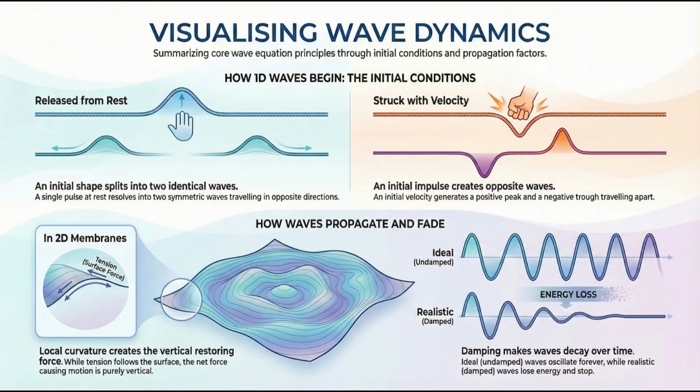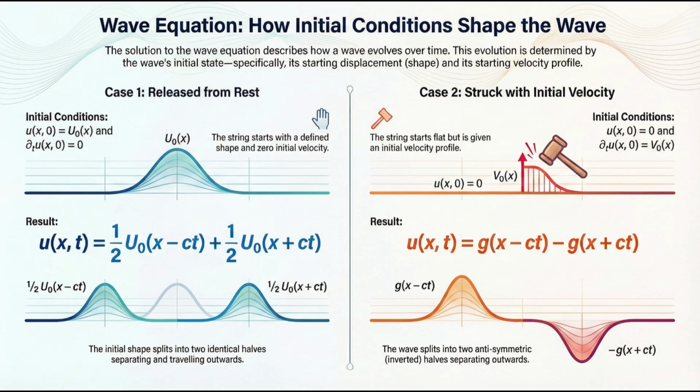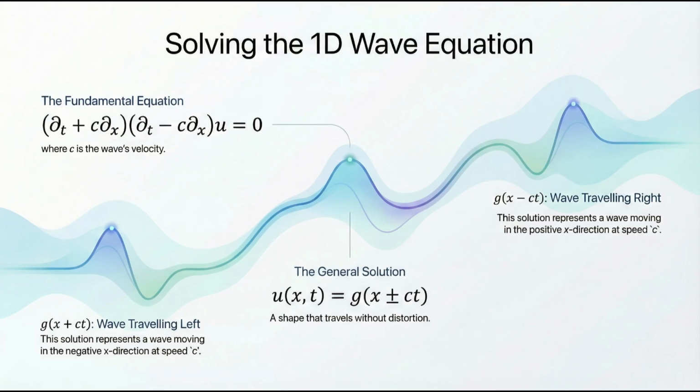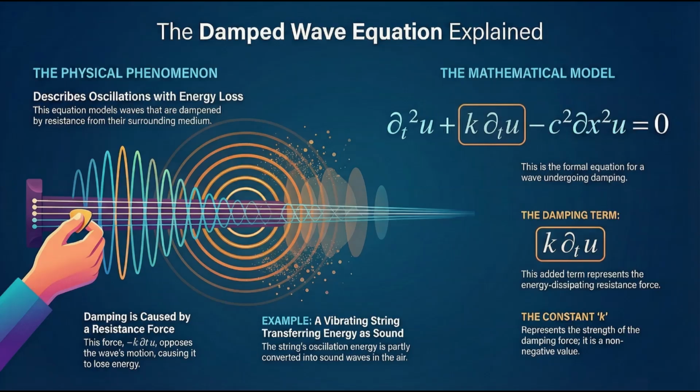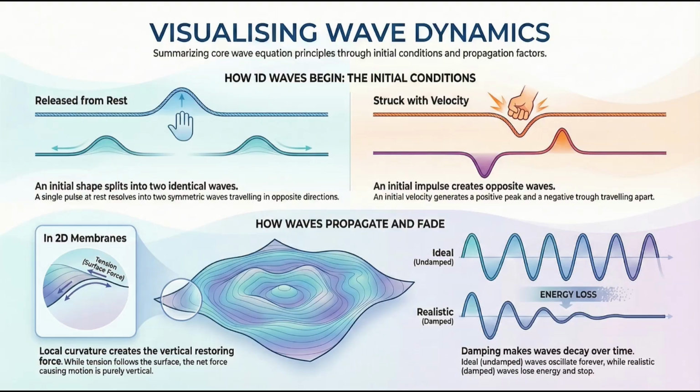Okay, first takeaway. For a 2D wave, like on a vibrating drumhead, the key thing to get is that the wave shape, its local curve, well, that is the restoring force. So even though tension is pulling along the surface, that net vertical force that makes it pop up and down perfectly matches the curve at that exact spot. It's pretty amazing. The geometry itself is what's driving the wave.